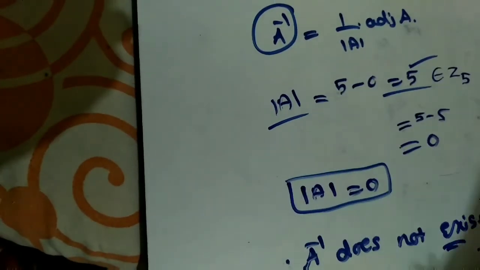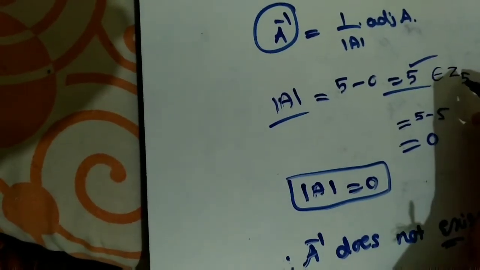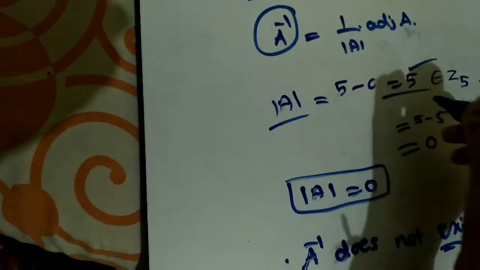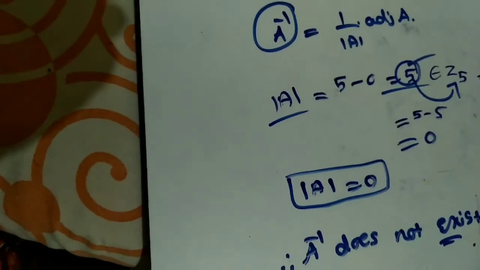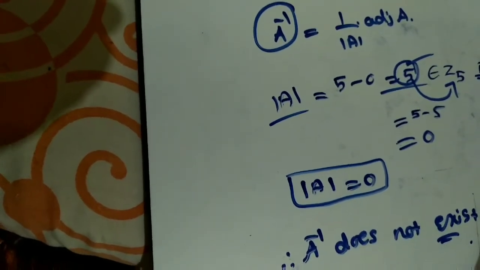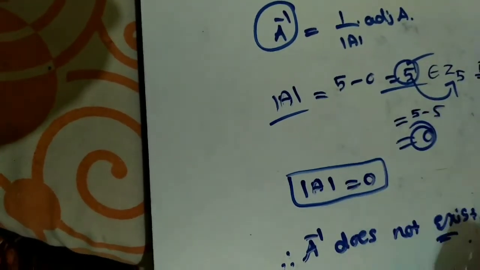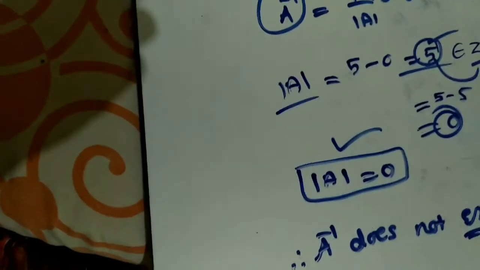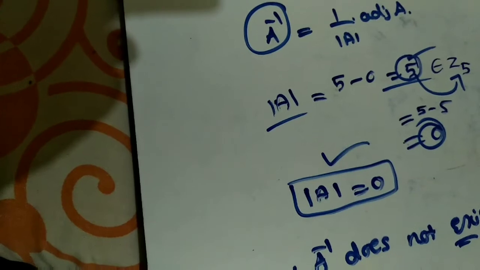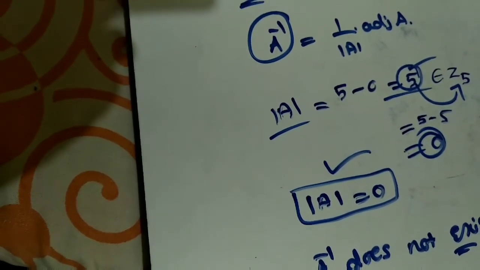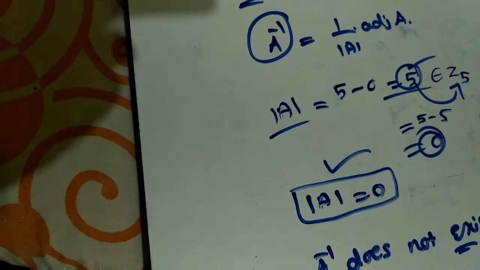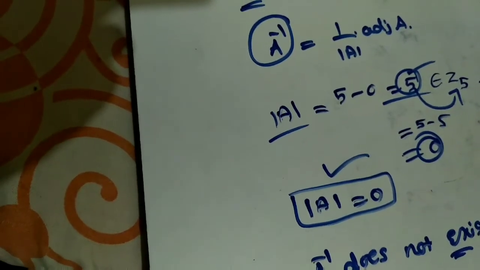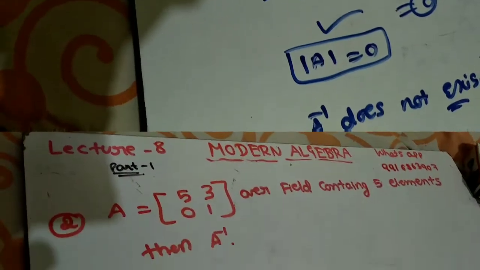So just look at it here. I got my determinant of A as 5, but this 5 does not belong to Z5, right? So at that time, we have to convert it into an element that belongs to Z5. If you do that, I get my answer as 0, so the determinant of A is 0. If the determinant of A is 0, then A inverse does not exist. Okay, I hope these two examples are understood by you all. If you still didn't understand, or if you have any queries, let me know, guys. Okay, thank you. Thanks for watching my video.